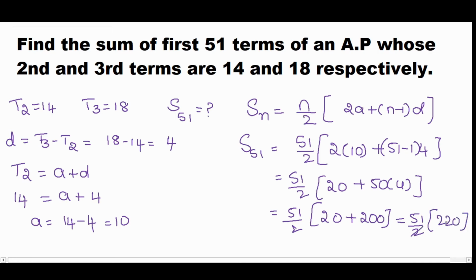Two 110s are 220. So I need to multiply 51 into 110. On multiplying this, I result with 5610. Therefore, the sum of first 51 terms is 5610.